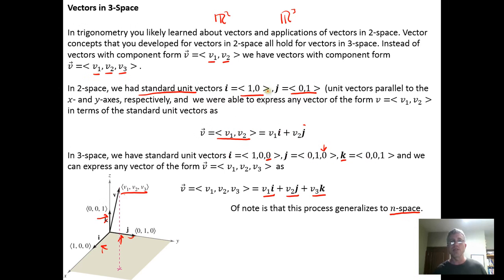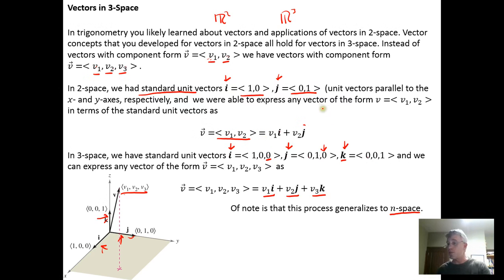In two-dimensional space, we had two standard unit vectors. In three-dimensional space, we had three standard unit vectors. In n-dimensional space, we would have n standard unit vectors. In two-dimensional space, our vectors have two components. In three-dimensional space, they have three components. In n-dimensional space, they would have n components.